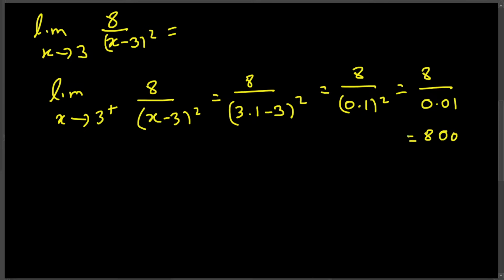Now you can see, as you go closer and closer to 3, you can try 3.01. That's going to give you 0.01 squared, that's going to be 0.0001, and you will see the next number will be 80,000. So as you get closer and closer to 3 from the right side, you are reaching positive infinity. So the answer for this one is positive infinity when x approaches 3 from the right side. Now let's go ahead and see when x approaches 3 from the left side.